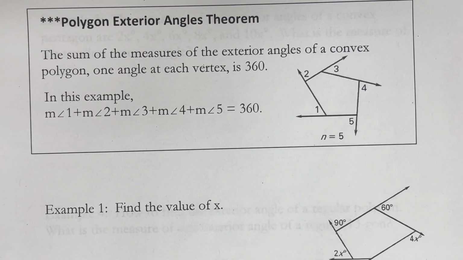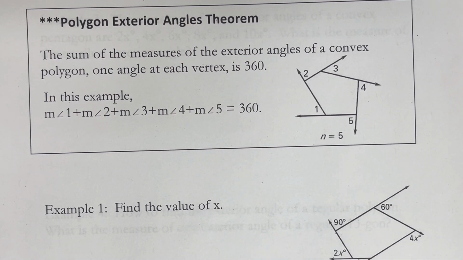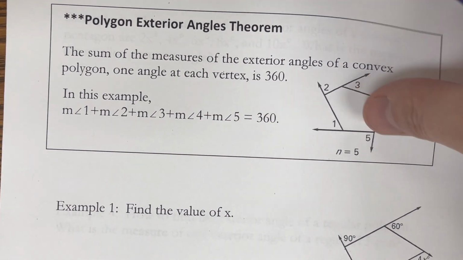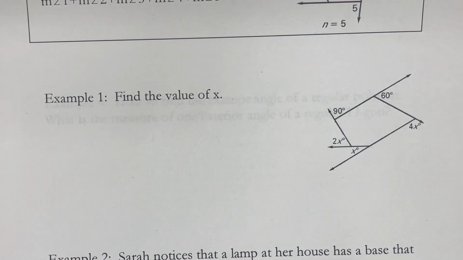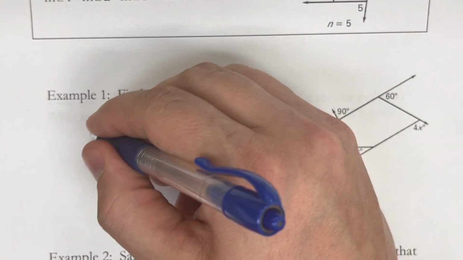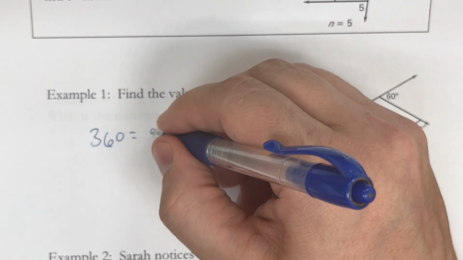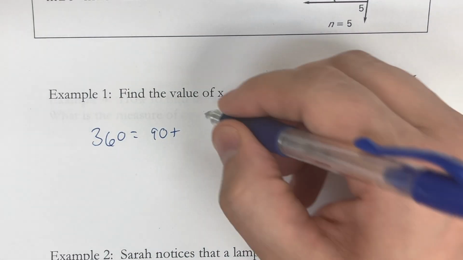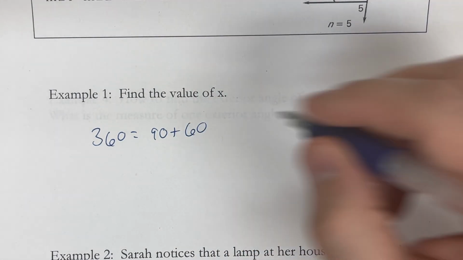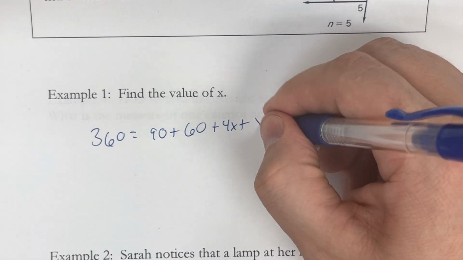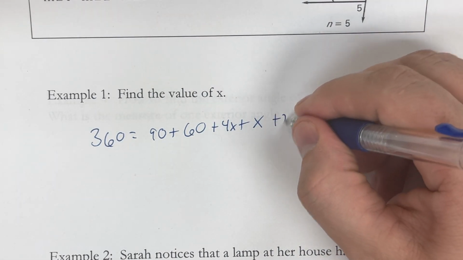So when I look at this diagram, I automatically see we're looking at exterior angles. I don't even need to count the number of sides, all right? The exterior angles always have to add up to 360 degrees. So I need to find x. So 360 is equal to all of these added together. So I have a 90 plus a 60 plus a 4x plus an x plus a 2x.